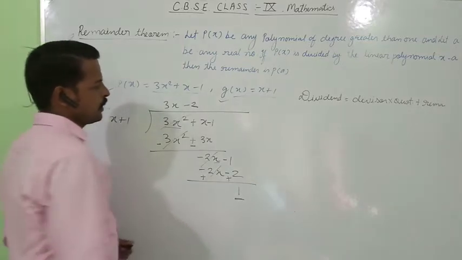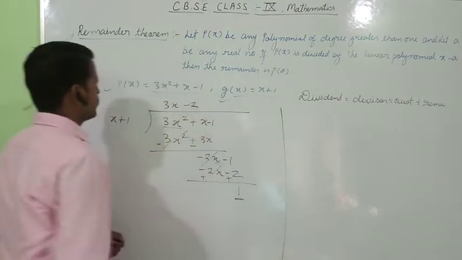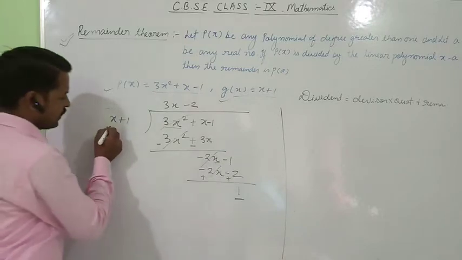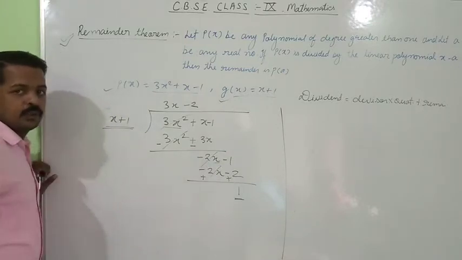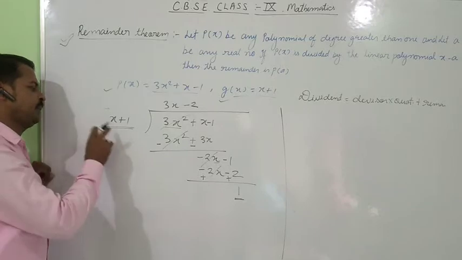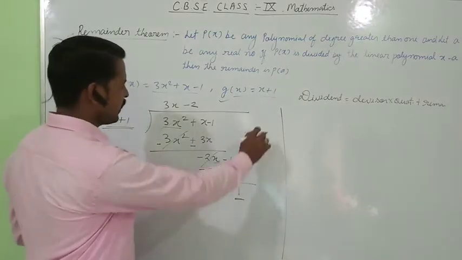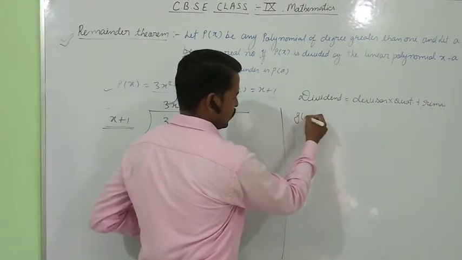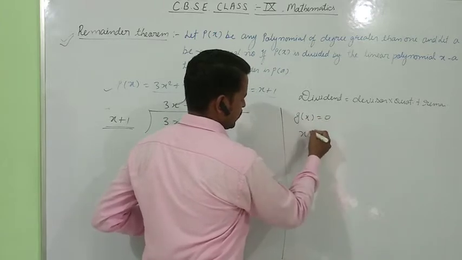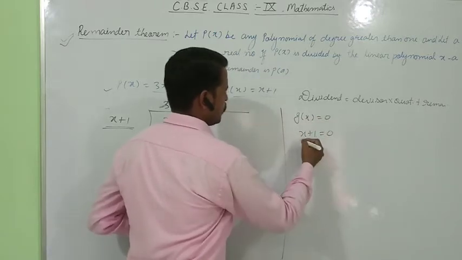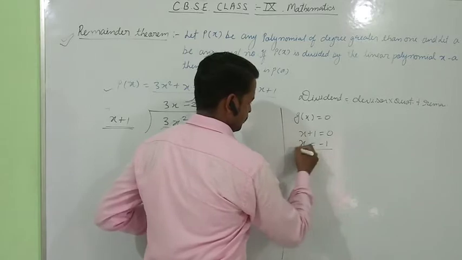Let us see how to apply remainder theorem. First of all, I will take the divisor as equal to 0, and we will find the value of x. Divisor g of x, you will have to take g of x equal to 0. So x plus 1 will become 0. You will get x value as minus 1.